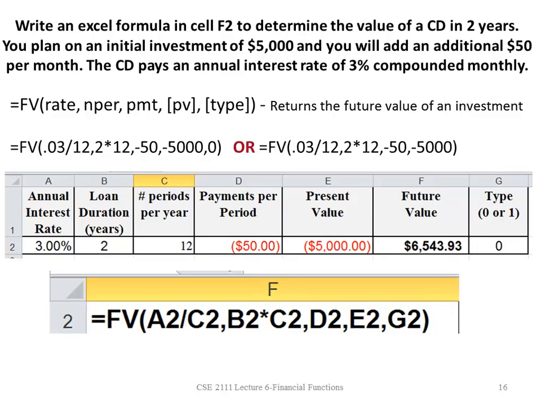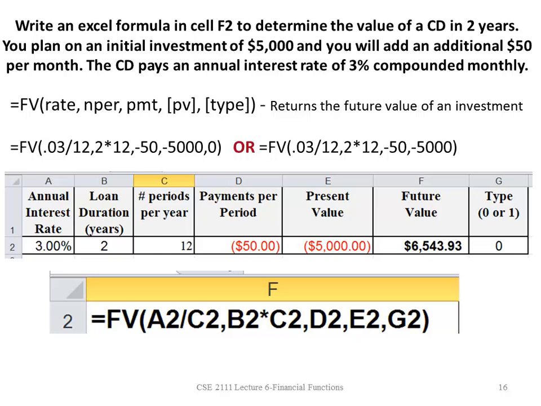Example of the future value function, which returns the future value of an investment. Write an Excel formula in cell F2 to determine the value of a CD in 2 years. You plan on an initial investment of $5,000, and you will add an additional $50 per month. The CD pays an annual interest rate of 3% compounded monthly.